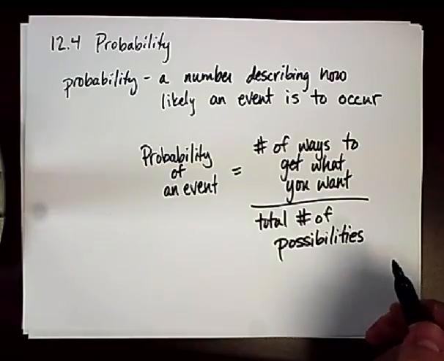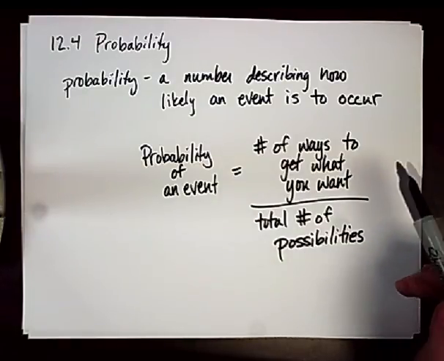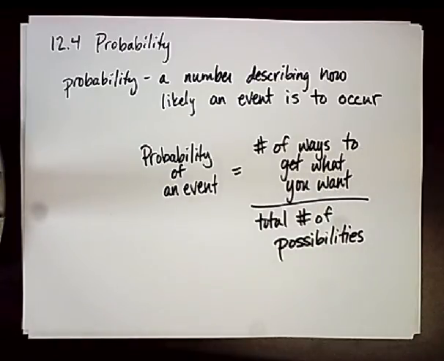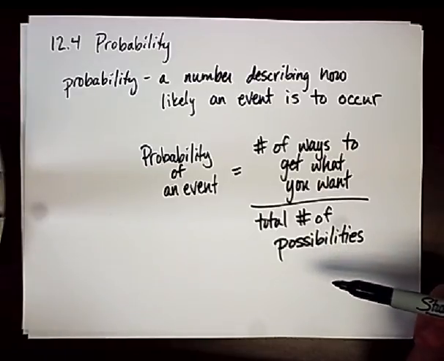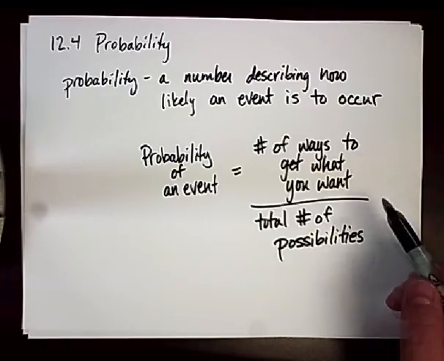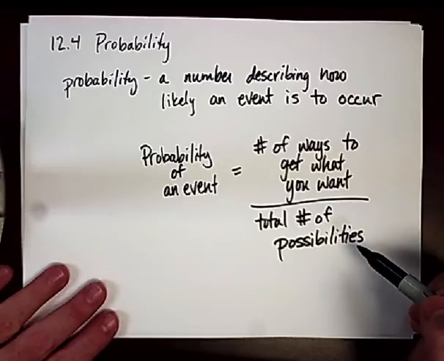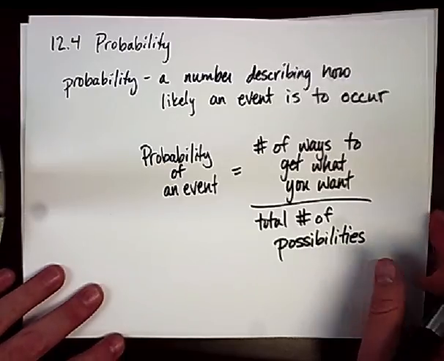Now, we have spent a couple of days talking about how to count different things. So sometimes the way to get what you want will be you'll use the counting principle that we learned with the blanks, or you will use a permutation, or you will use a combination. And sometimes the total number of possibilities will either be a counting principle, a permutation, or a combination. So you will use stuff we've learned recently to be able to calculate these two numbers.